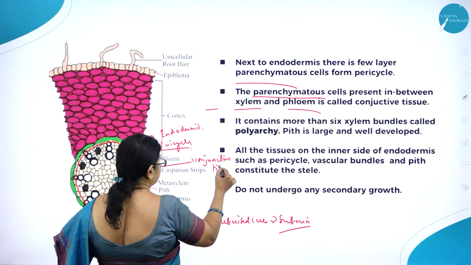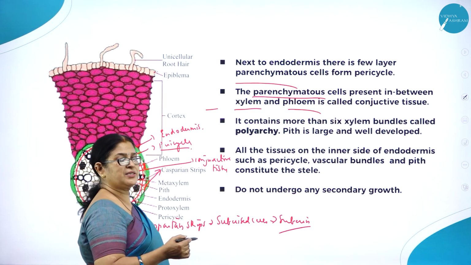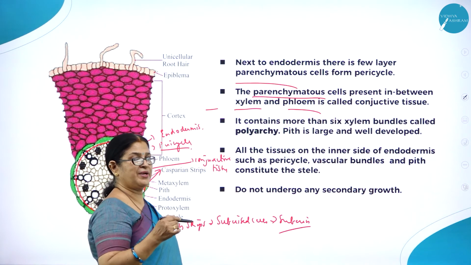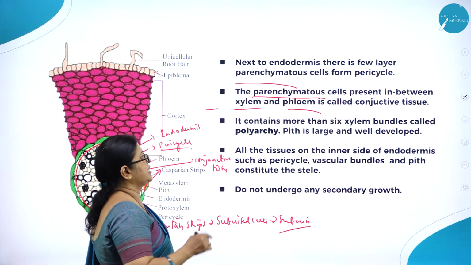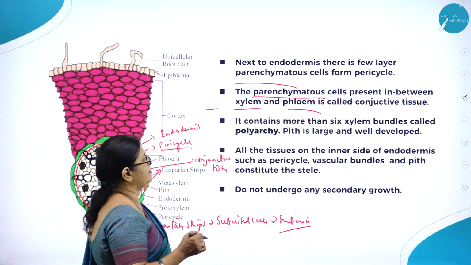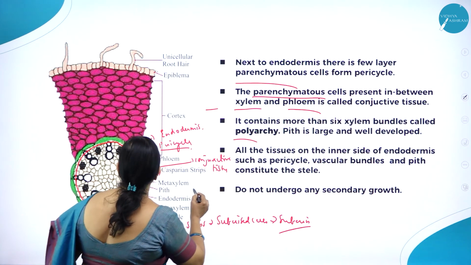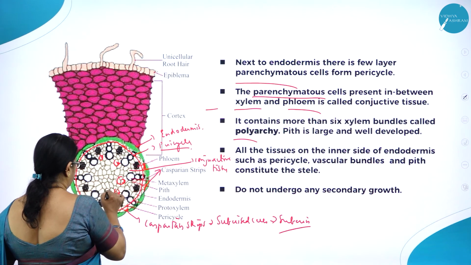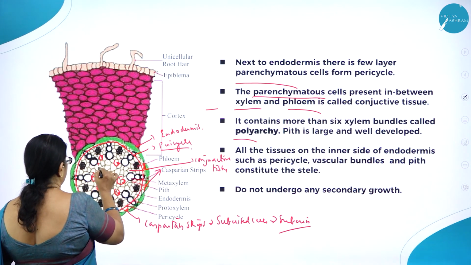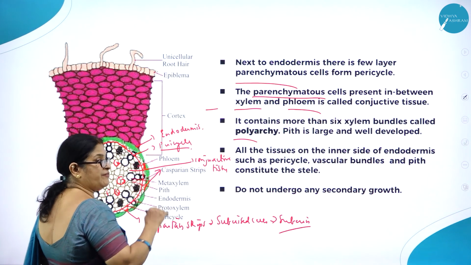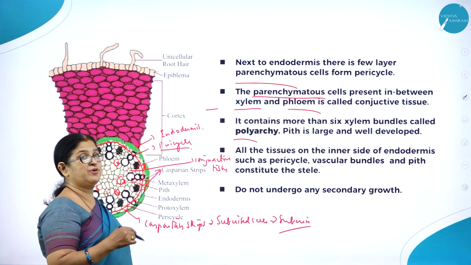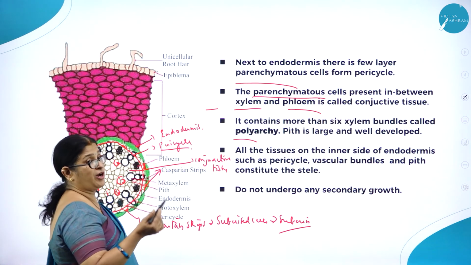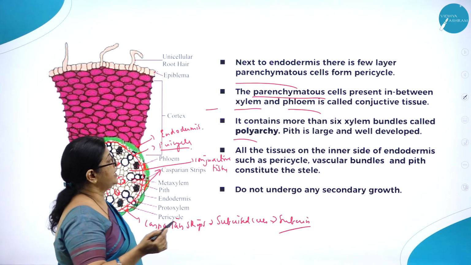What is conjunctive tissue? The parenchymatous tissue that is found in between xylem and phloem in the stele region is called conjunctive tissue. And it contains more than 6 xylem bundles, hence it is called polyarch. See here, 1, 2, 3, 4, 5, 6, 7, 8. So it is called polyarch. Whereas in dicot root, it was tetrarch, 4. Here it is poly. Poly means what? Many. Then it is polyarch.